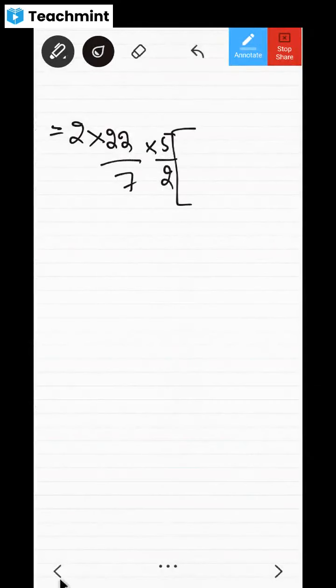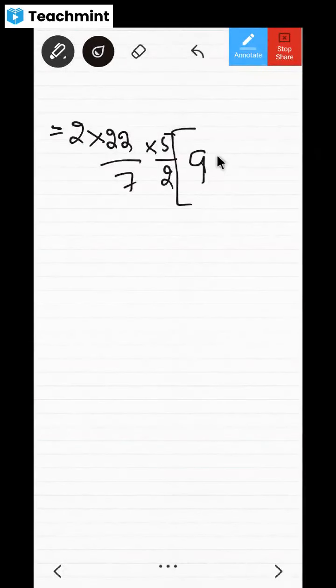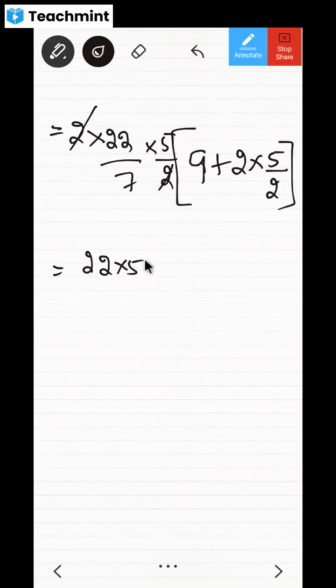And in the bracket, what is there? H is there. H means what? 9 it is. H means 9 plus 2r. 2r means 2 into r, which is 5 by 2, no? Correct. So here 2 and 2 get cancelled, and what remains here is 22 into 5 divided by 7. Then in the bracket, 2 and 2 get cancelled. Then here it is 9 plus 5.